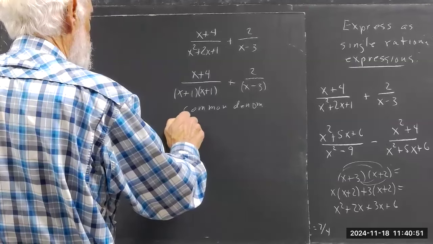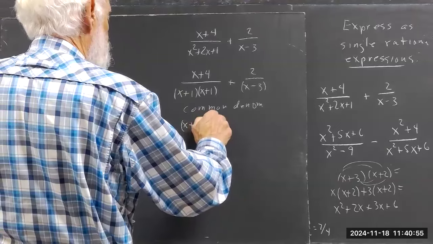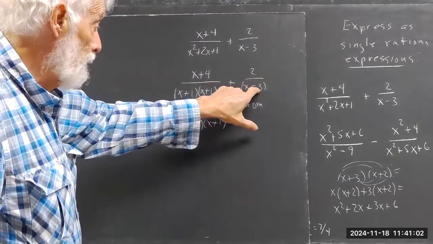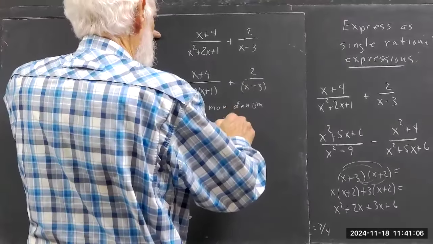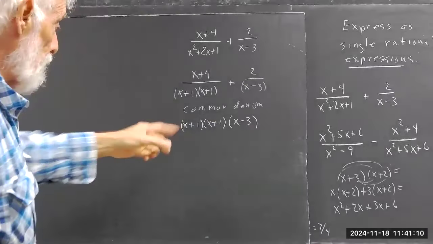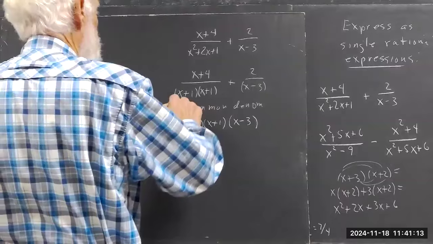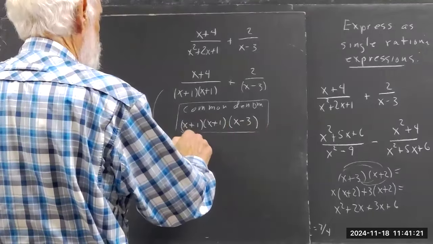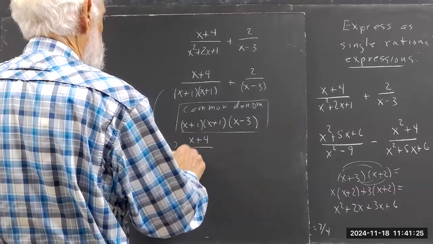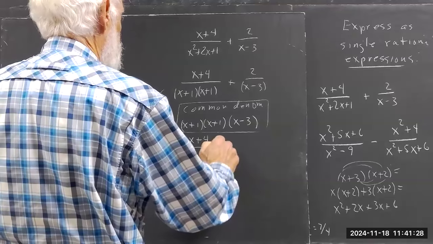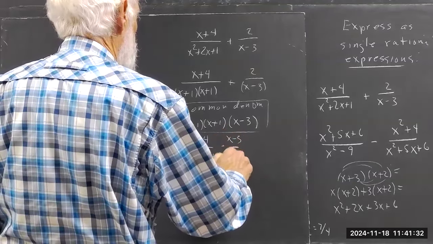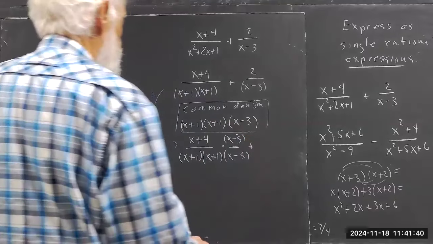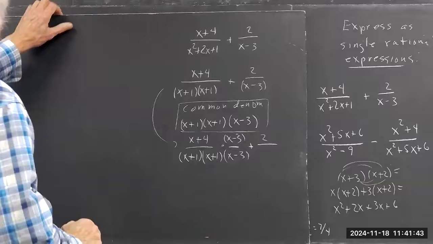is, well, you have to have this denominator in your common denominator, and you also have to have this denominator in your common denominator. So there's your common denominator. Then we have x plus 4 over x plus 1 times x plus 1, multiplied by x minus 3 over x minus 3, plus 2 over x minus 3.